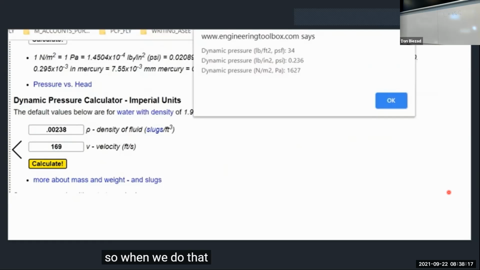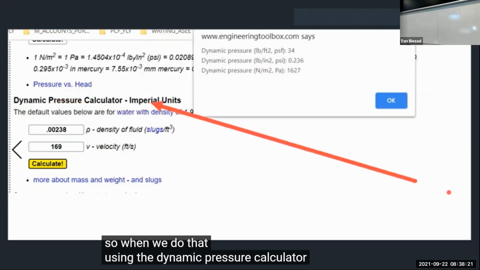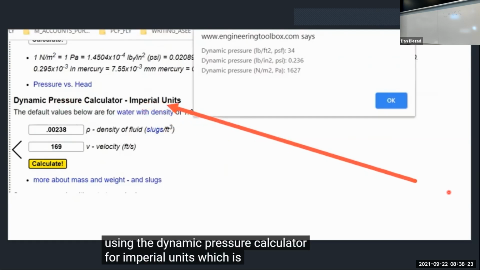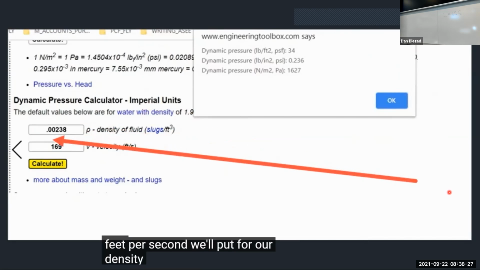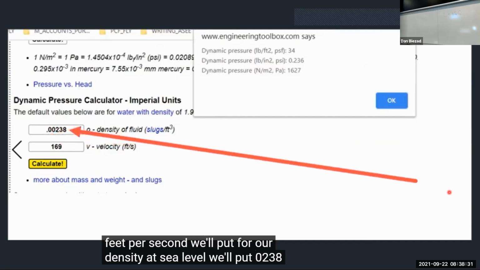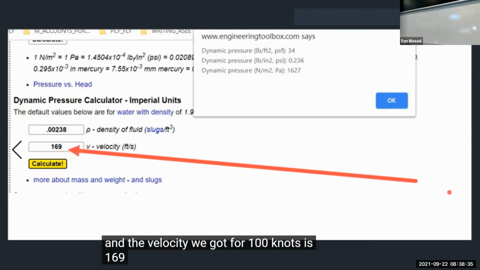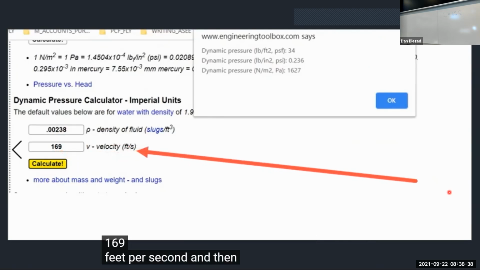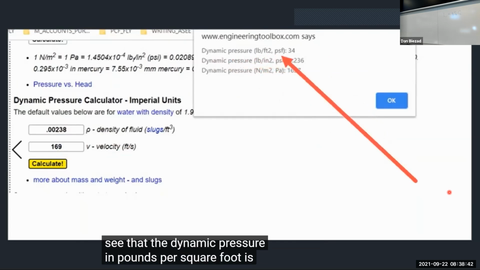So when we do that, using the dynamic pressure calculator for imperial units, which is slugs and feet per second, for our density at sea level we'll put 0.00238. And the velocity we got for 100 knots is 169 feet per second. And then up here we can see that the dynamic pressure in pounds per square foot is 34.